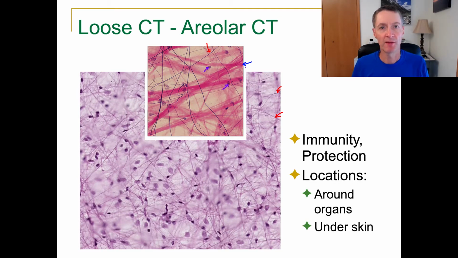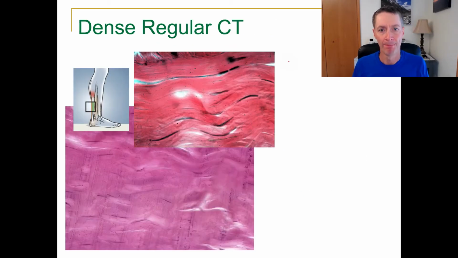And locations, we find this under the skin, and we find it in the gut and around organs within the abdomen and the thoracic cavity, all right? So that's our loose connective tissue. Now, let's say if we were to come along and what would happen if we took out all of the elastic fibers and put a big cinder block on this tissue, right? If it was under some pressure and it was squashed down, and we still had those pink collagen fibers in there, if we did that, you might get something like this, all right?